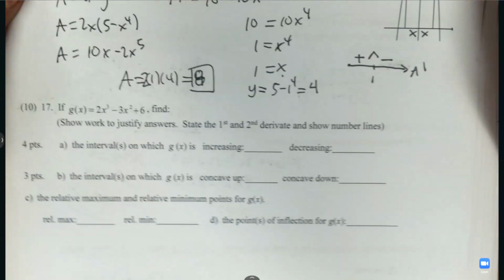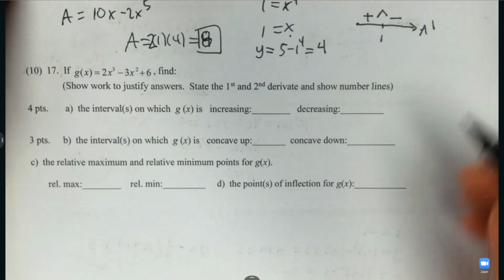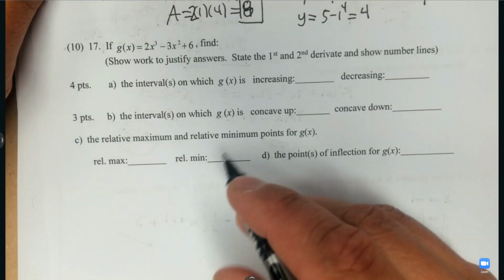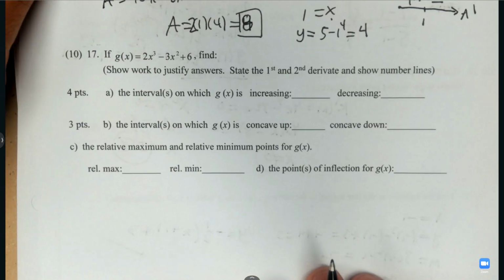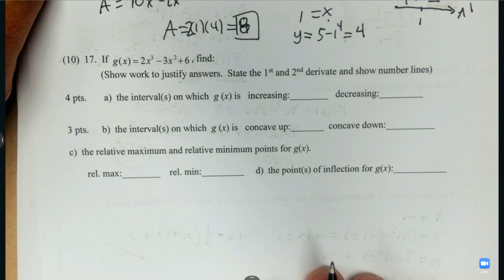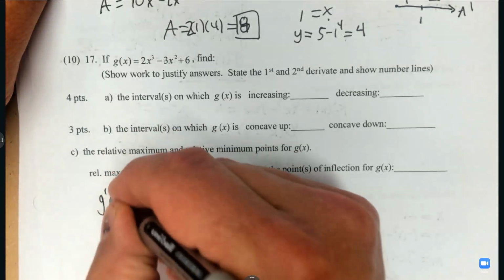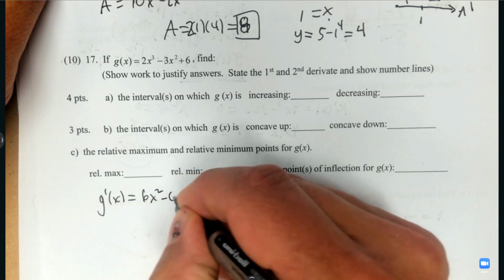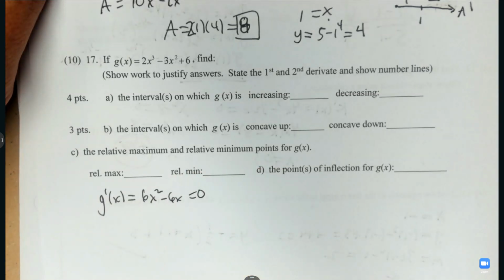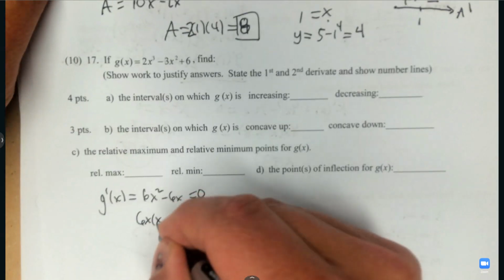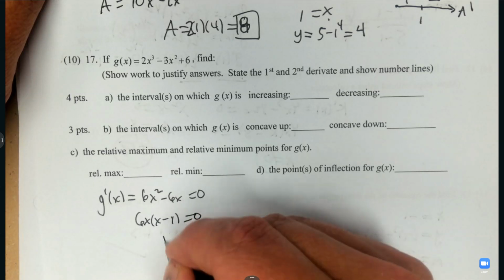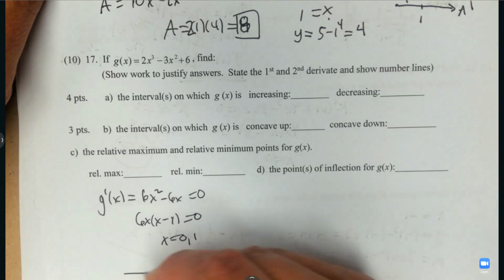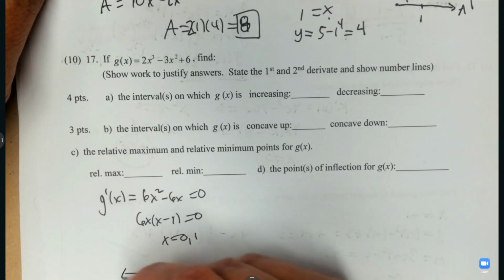All right, we have an equation, and so underneath we're going to do some work to understand increasing, decreasing, and concavity. So first, I'm going to take the derivative. That's 6x squared minus 6x. Make it equal to 0, and I'm going to solve it. So I'm going to factor out a 6x, and then I have my answers. I'm going to draw a number line with 0 and 1.